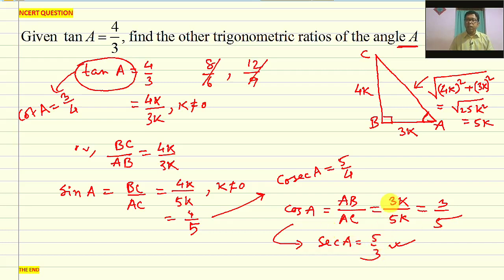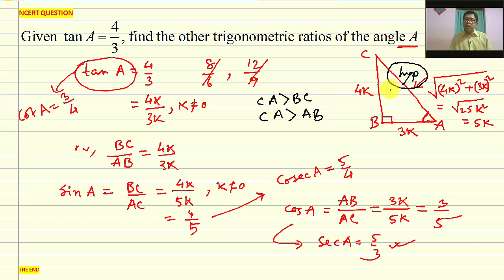Now, this problem is finally completed, but there is one interesting fact I want to show. Friends, ABC is your right angle triangle, and AC is the hypotenuse. In a right angle triangle, the hypotenuse is the longest side. So obviously, CA or AC is greater than BC, and CA is greater than AB.